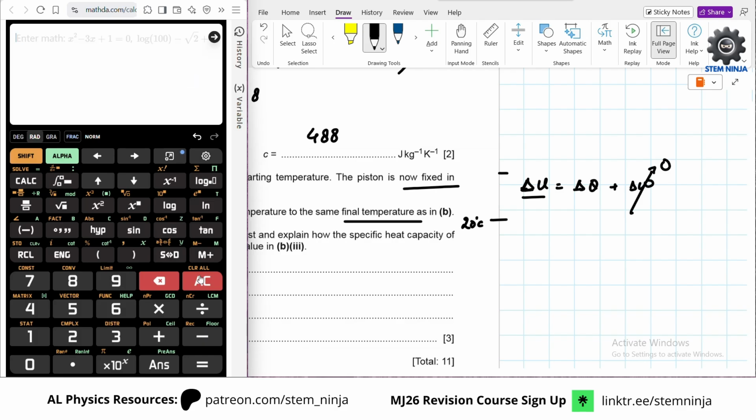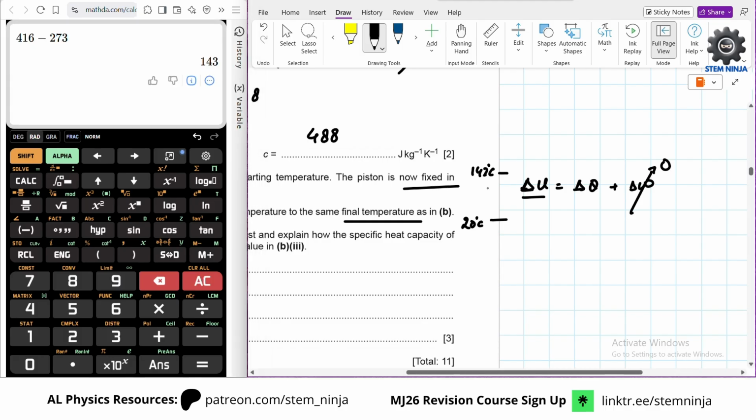To 416 minus 273, that is 143. Okay, 143 degrees Celsius. So the net change in kinetic energy is the same. Net change in internal energy would be the same. However, what's changing is the net change in that. So this is your mc delta T. So this is the same, this is the same. So what's changing, however, is this part. This is not there anymore.